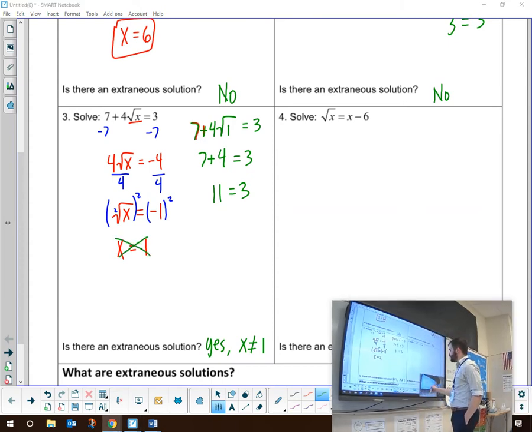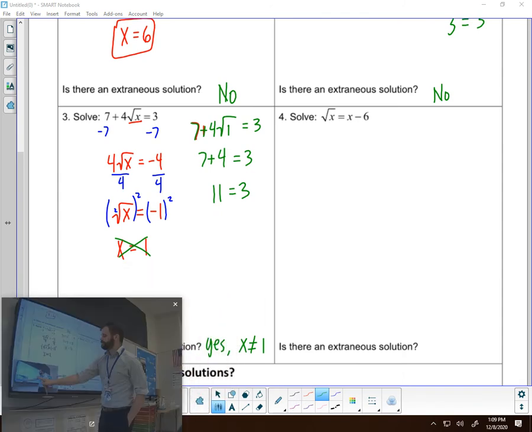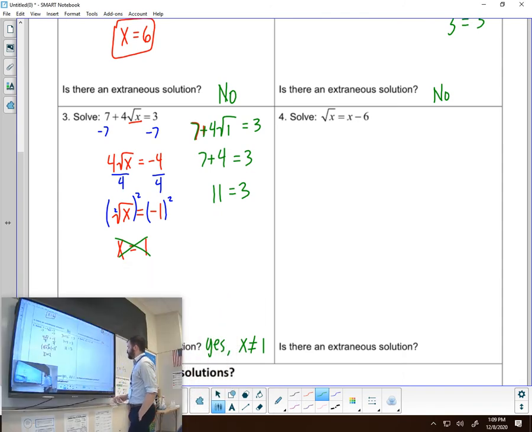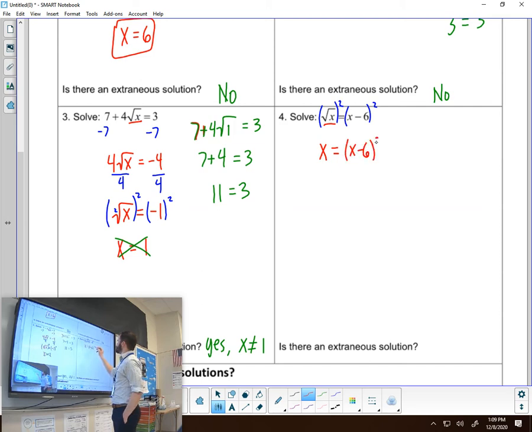All right, let's take a look here at number 4. So, number 4, we have the square root of x equals x minus 6. Well, my square root is already isolated, right? So, we're going to raise to the power of the index. We're going to square both sides. I'm going to square this side and square this side. So, we're going to have x by itself here equals x minus 6 squared.